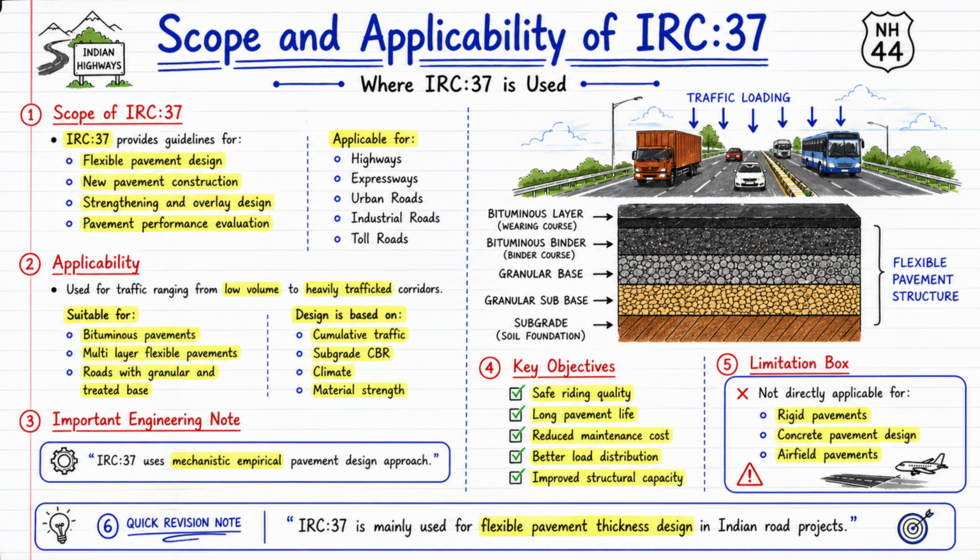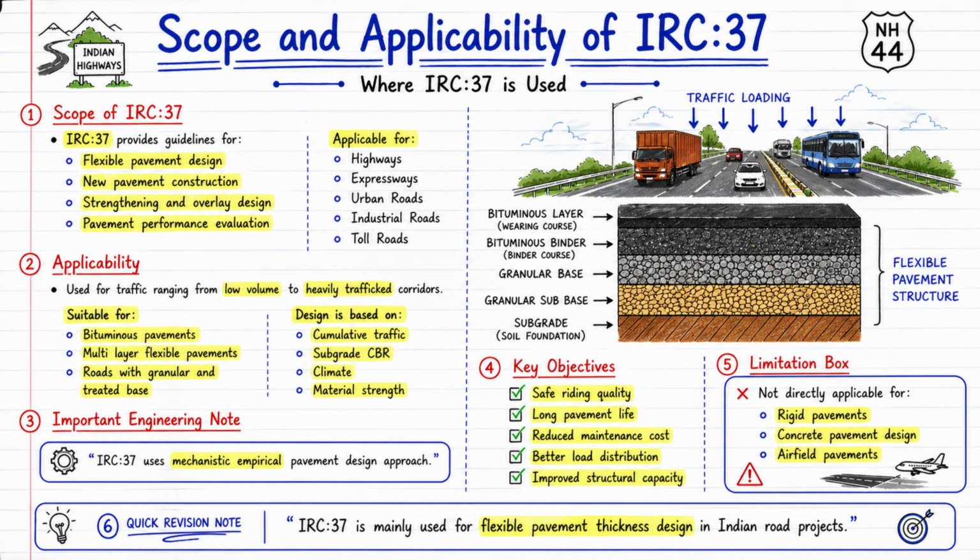Now design basis is given on its side. Design is based on cumulative traffic, subgrade CBR, climate, and material strength. Now these four pillars govern the entire pavement design. Cumulative traffic. Only present traffic is not seen here. Future traffic growth is also considered. Because the road is not designed for today, it is designed for a service life of 15 to 20 years.